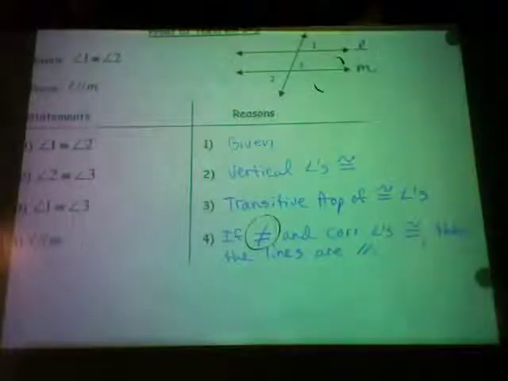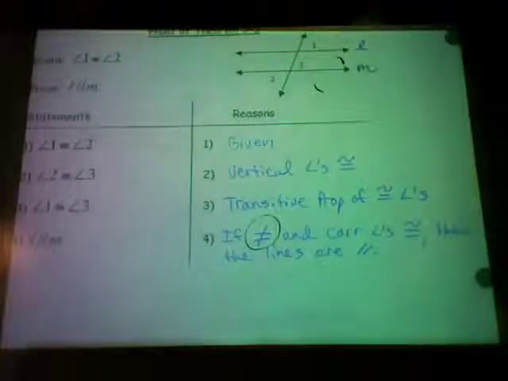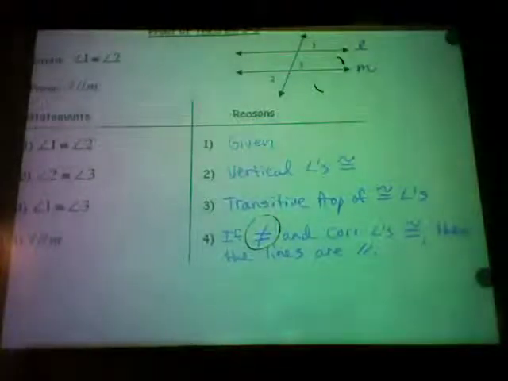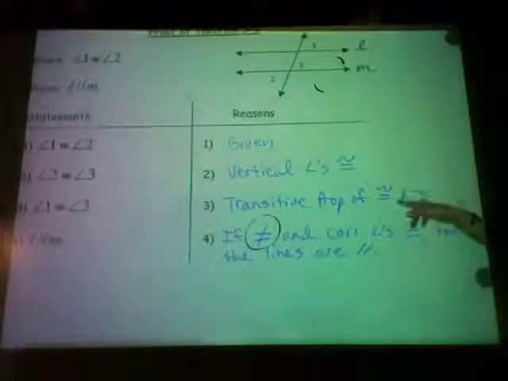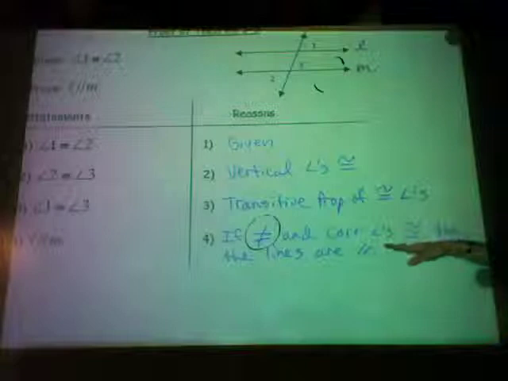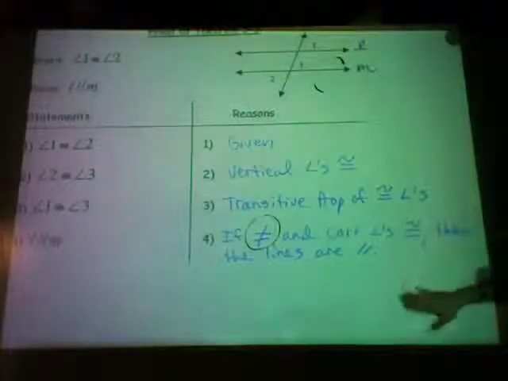The two things had to be present. One thing, I had to have two lines cut by a transversal. The second thing, I had to show that corresponding angles were congruent. Not because they're on parallel lines, but because of the transitive property. So now I can identify them, yes, they're corresponding. Because I also proved that they're congruent, the lines are parallel.